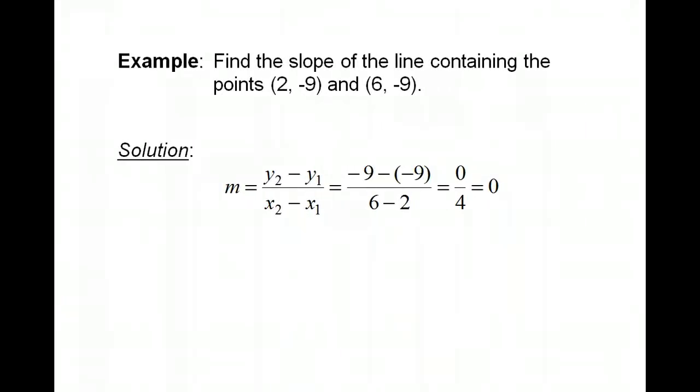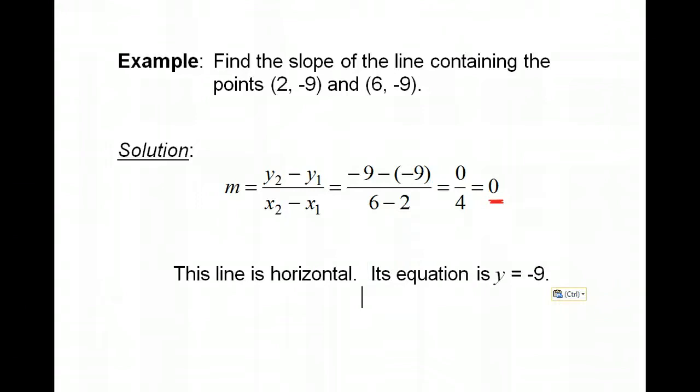If I look at this one and I have the points 2,-9 and 6,-9, notice what happens when I subtract the y's on the top and the x's on the bottom. I end up with 0 over -4, so it has a slope of 0. So what kind of a line has a slope of 0? The line is horizontal. Its equation is y equals -9.